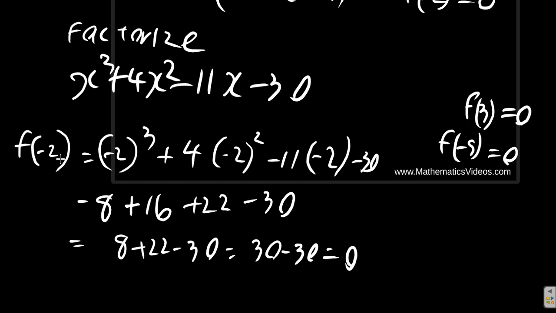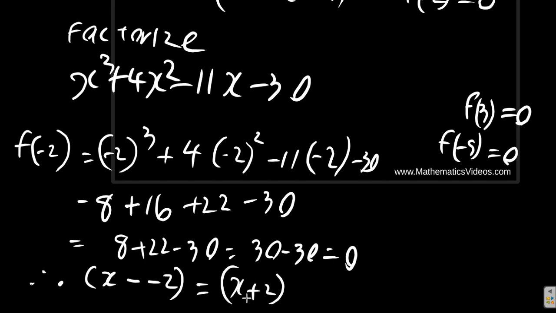So, since f of negative 2 gives you 0, it means that, therefore, x minus negative 2 is a factor, which is x plus 2 is a factor. Why? When you substitute negative 2 for x, what you're saying is that negative 2 plus 2 gives you 0. And 0 times the other two factors, whatever they are, is 0. So therefore, when f of negative 2 is 0, x plus 2 is a factor.